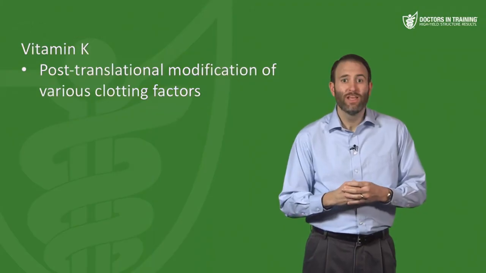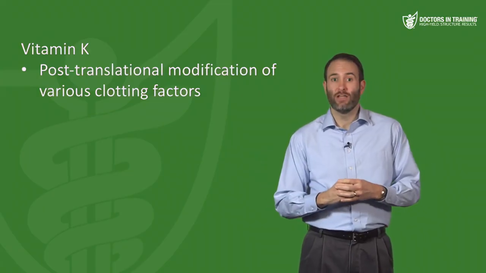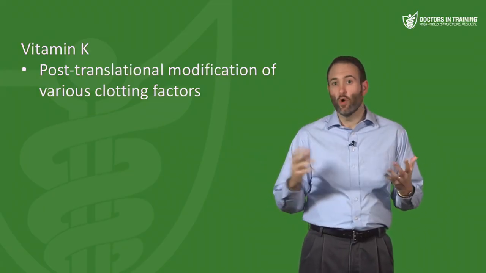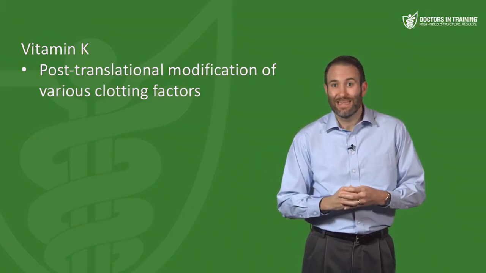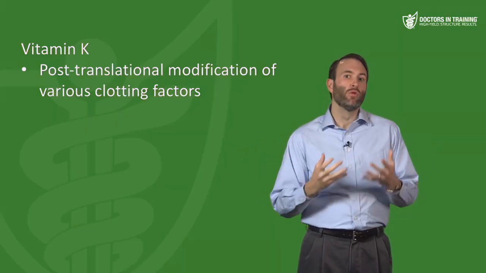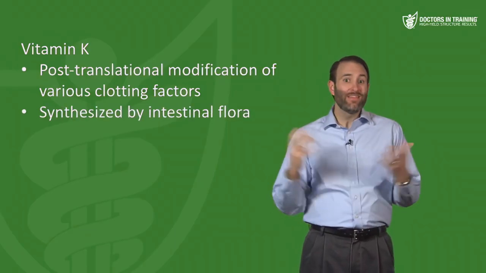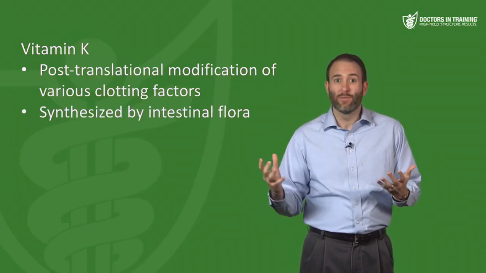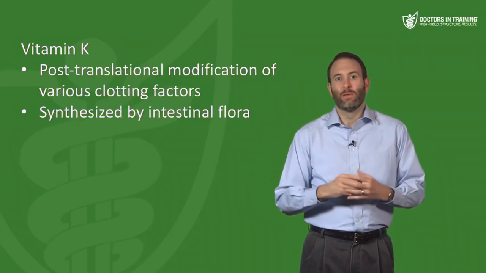All right, so let's move on to vitamin K. So what is the principal role of vitamin K? Well, it's involved in the post-translational modification of various clotting factors. And it's going to serve as a coenzyme in the carboxylation of certain glutamic acid residues present in these proteins. So you have to have vitamin K in order to have normal clotting systems. And it's also interesting that vitamin K is actually synthesized by the intestinal flora. So you have to have a normal intestinal flora to produce adequate amounts of vitamin K.